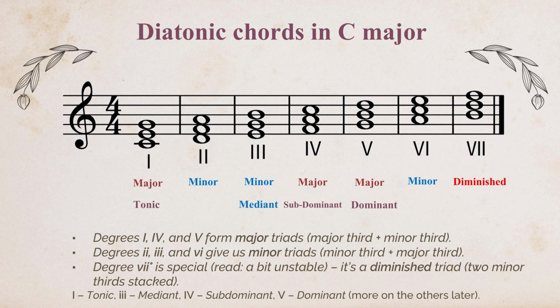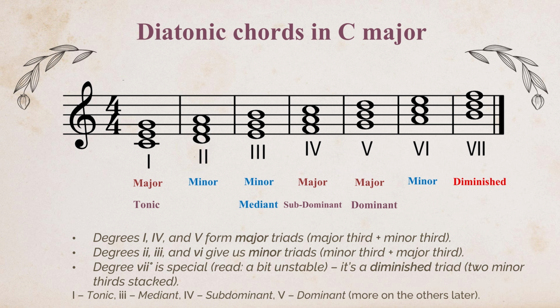Now notice that not all of these chords are created equal. Even though they all belong to the key of C major, their internal structures are quite different. The first, fourth, and fifth degrees are made of a major third plus a minor third, so they're major triads. The second, third, and sixth degrees use a minor third plus a major third, making them minor triads. And the seventh degree is the odd one out. It's made of 2 minor thirds stacked together, which makes it a diminished triad.